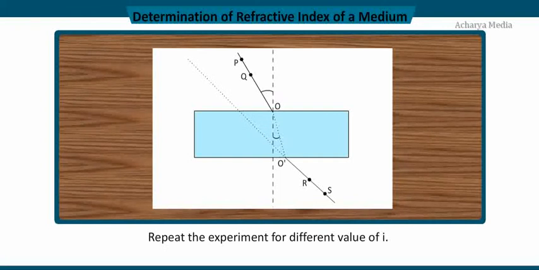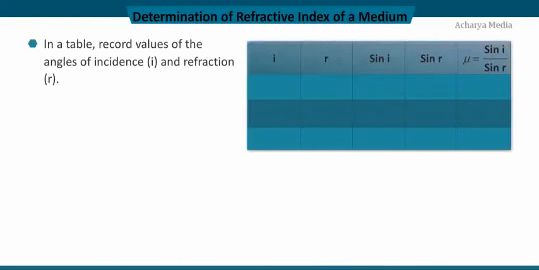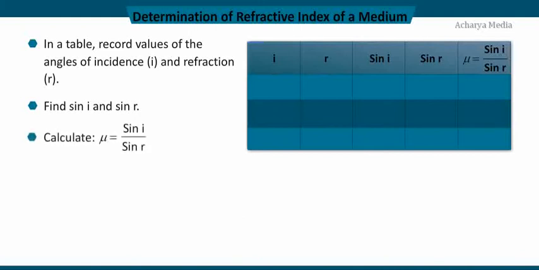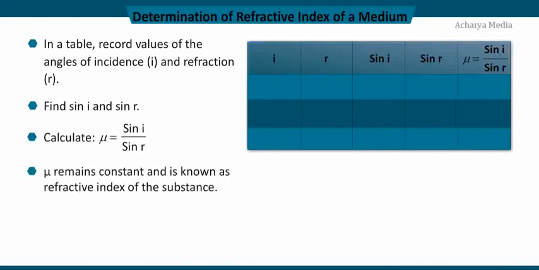Repeat the experiment for different incident angles, say 35 degrees, 40 degrees, 45 degrees, 50 degrees, and so on. Find the refracted angle and tabulate them. Then find the ratio of sine of incident and refracted angles. You observe that the value sin i by sin r is constant. The average value of sin i by sin r is the refractive index of the glass slab.